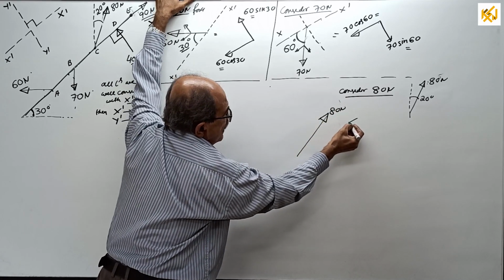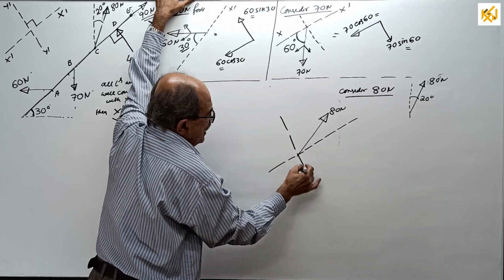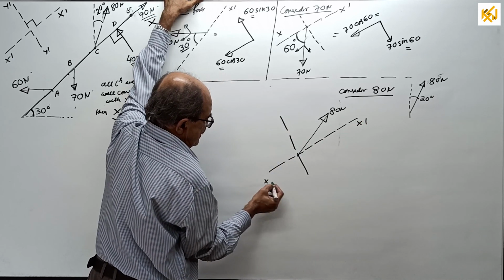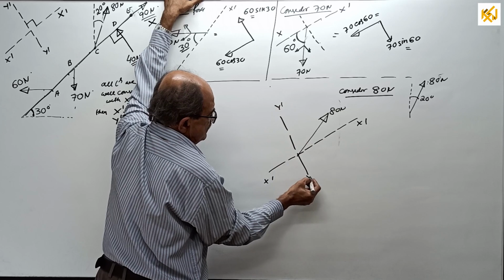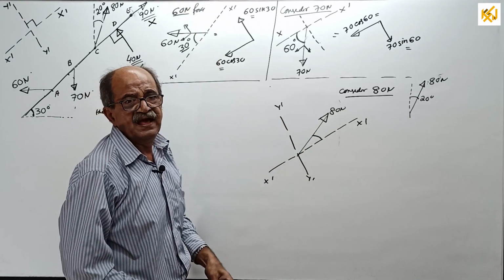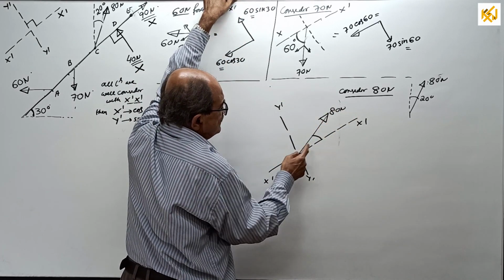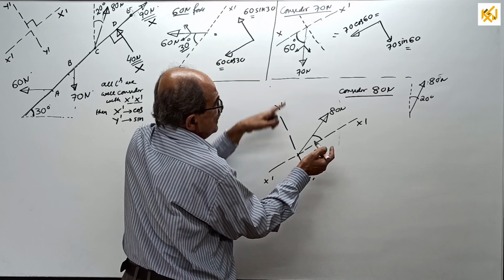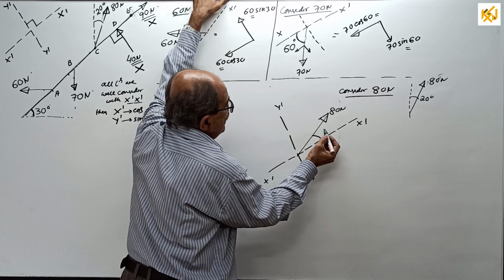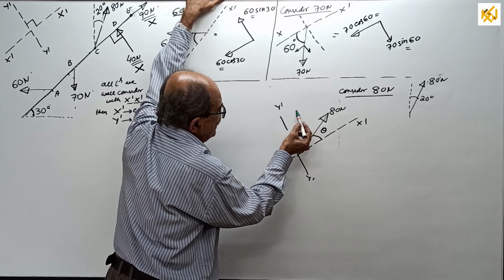Our x is here, not to scale. Our y is here. Actually, this is x dash x dash. This is y dash y dash. We want this angle. Why that angle? Because angle made by the force with x dash x dash. To get that angle, see, this angle, I will tell just to understand, theta. Okay, see, small construction here.